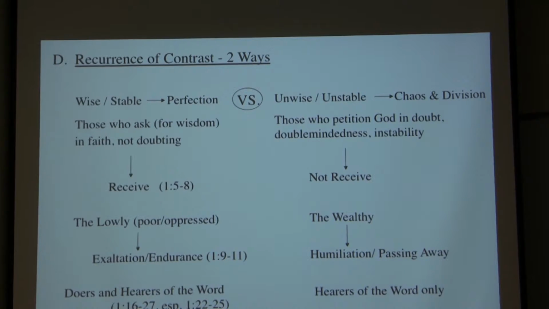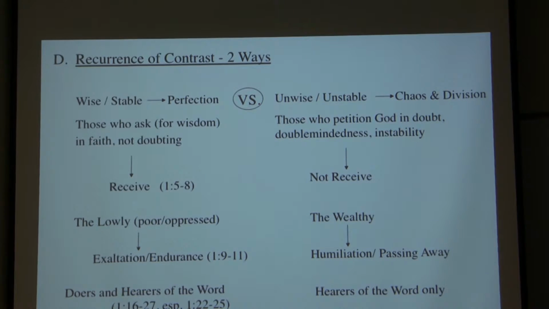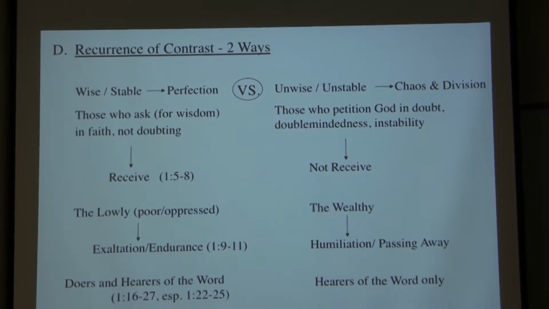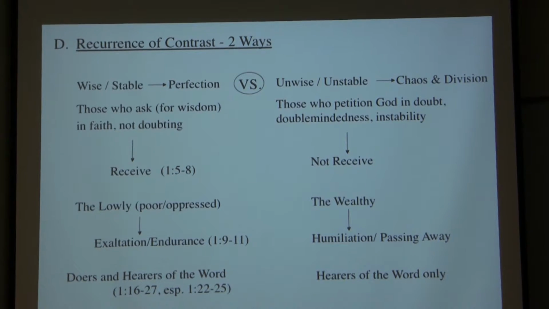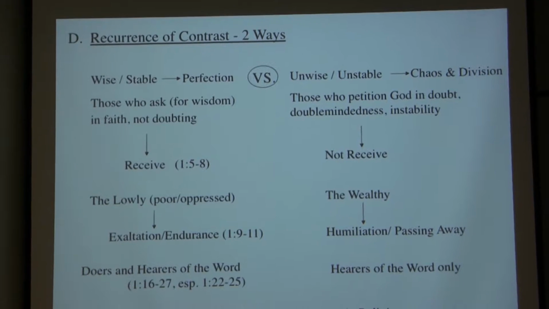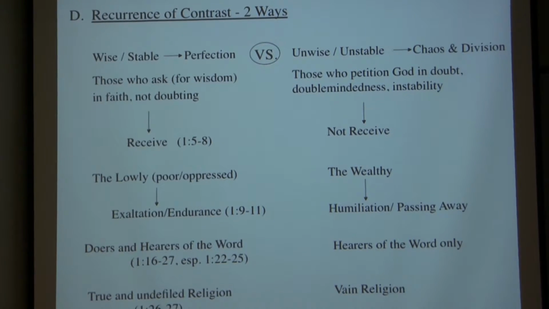And then we have also a recurrence of contrast, the two ways here, which we saw in the book as a whole, but it takes on rather specific form here, a contrast between wise and stable, which really involves perfection on the one hand, versus unwise or unstable, which involves chaos and division on the other. So those who ask for wisdom in faith, not doubting, will receive, over against those who petition God in doubt, who are double-minded, who are unstable, will not receive.